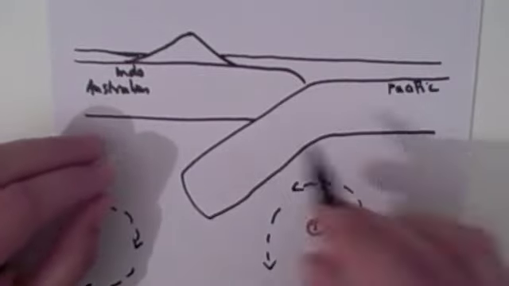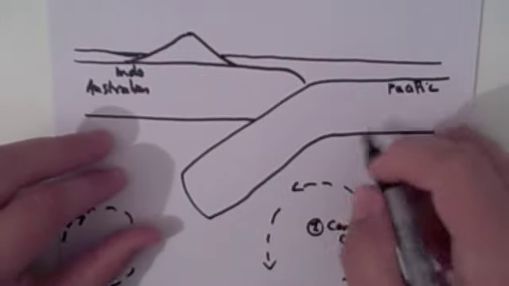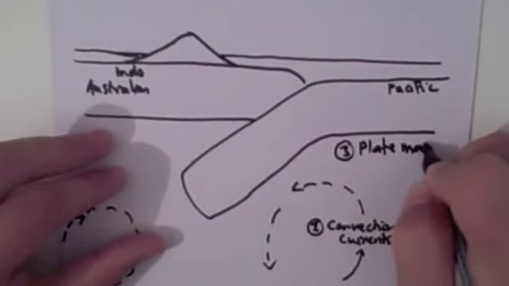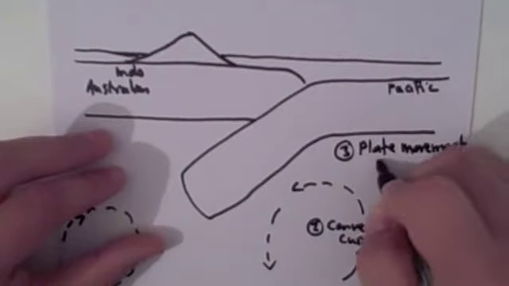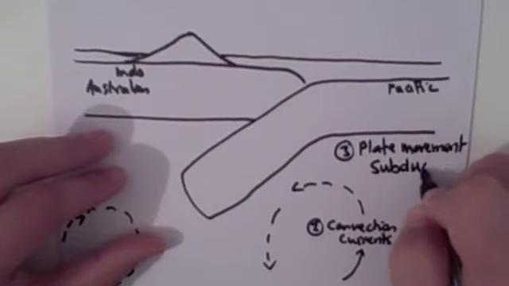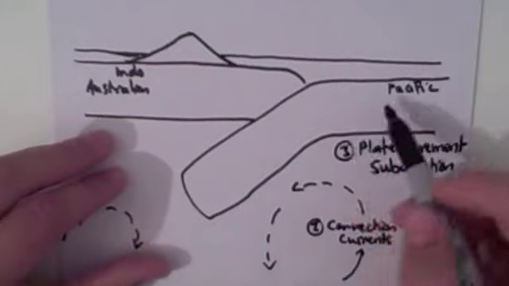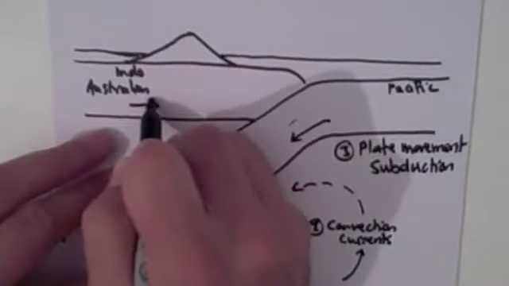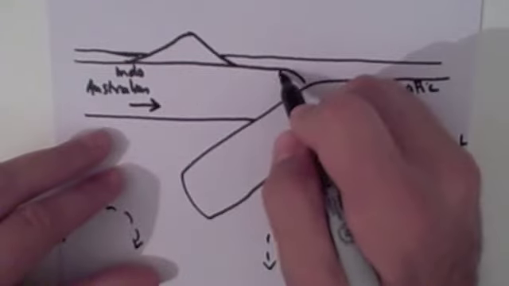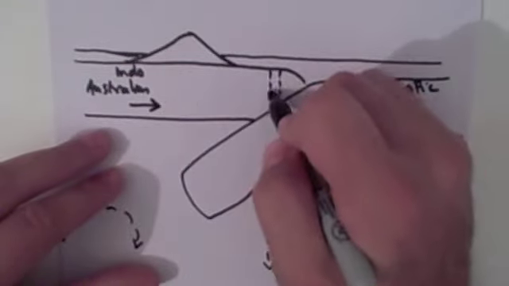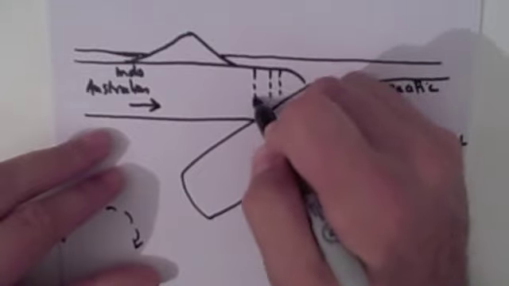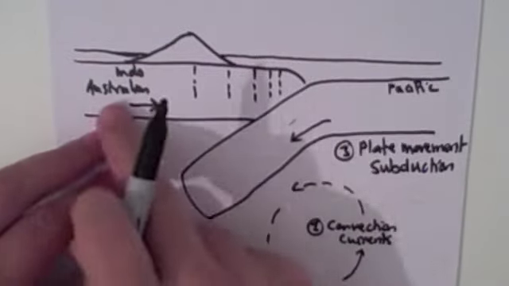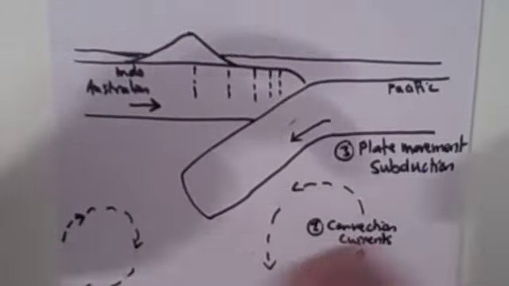The plate movement under New Zealand is called subduction. So number 3 is plate movement. And we have subduction. So subduction means when one plate sinks underneath the other one. This collision with the Pacific plate sinking under the Indo-Australian causes a lot of cracks and weaknesses in the leading edge of the Indo-Australian plate as it crunches into the other one.